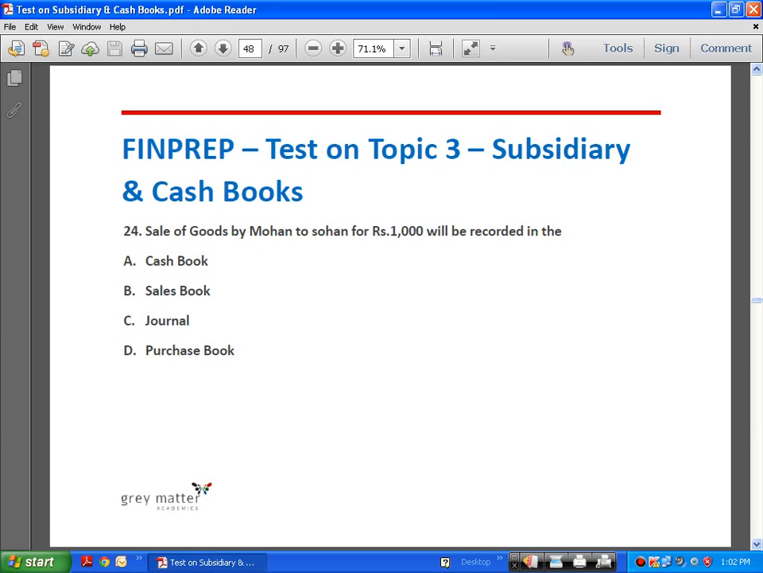Sale of goods by Mohan to Sohan for 1,000 will be recorded in which book? Sale of goods, this is sale on credit, and this is a sale of goods, and so it will be recorded in the sales day book.